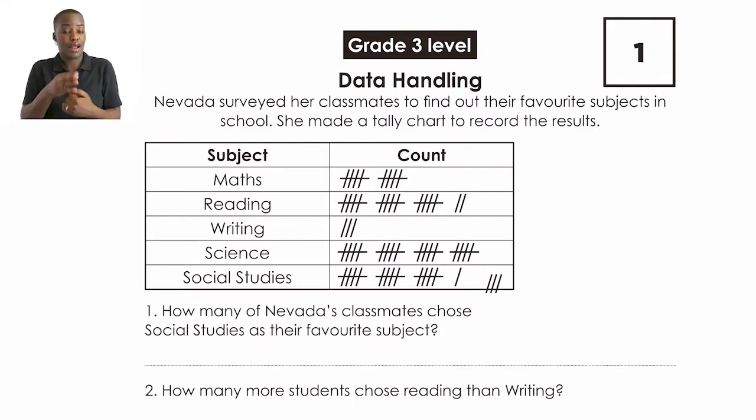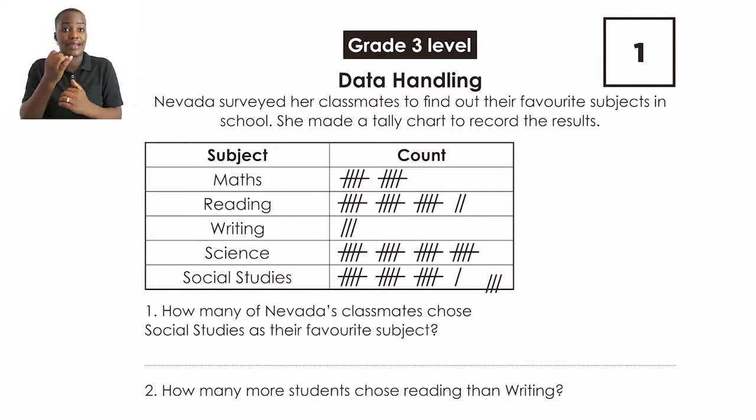So now that we know how to read the tally chart, to say that maths has 10 people that they consider their favorite subject, reading has 17 people that they consider their favorite subject, writing has 3 people that they consider their favorite subject, you are now able to answer the questions below. We are going to do number 1 together. Number 1 reads, how many of Nevada's classmates chose social studies as their favorite subject?